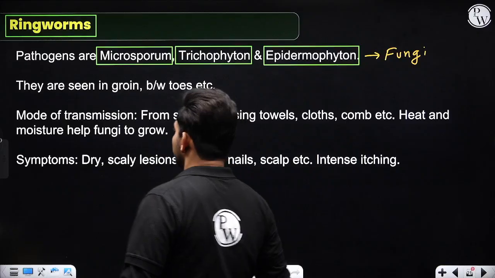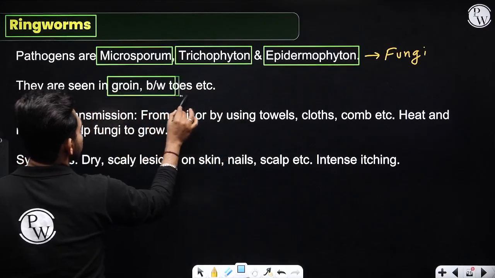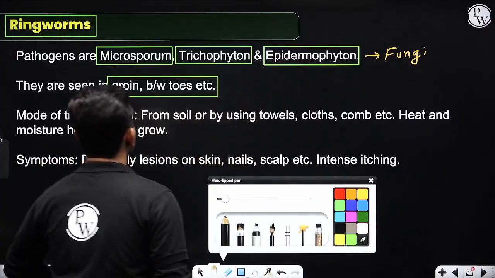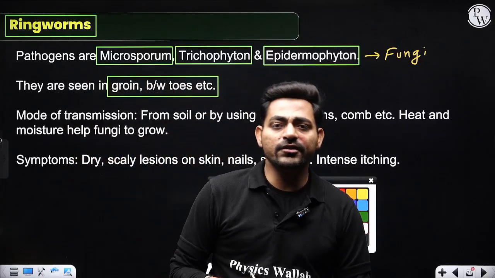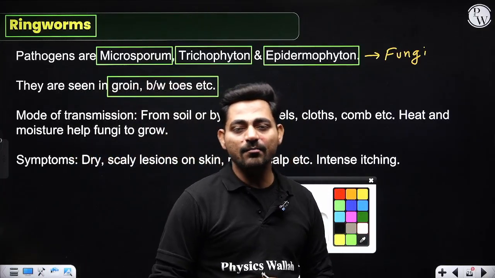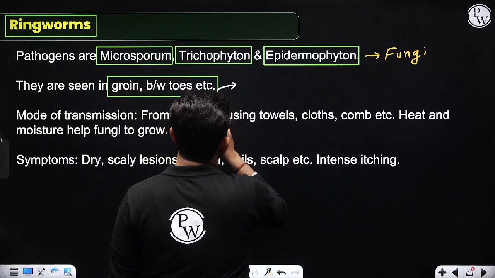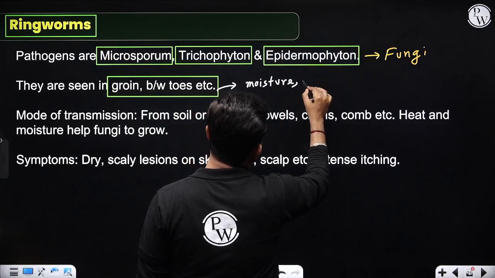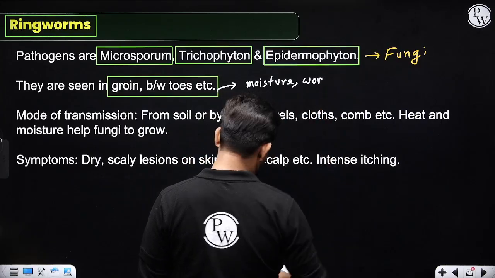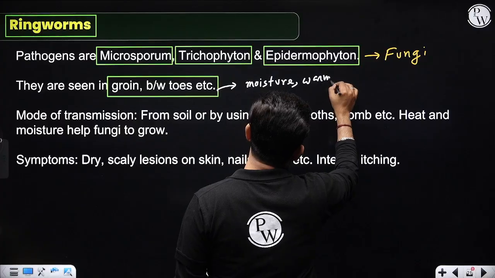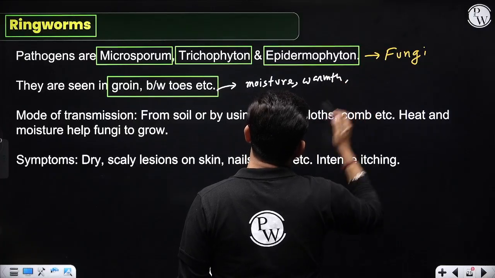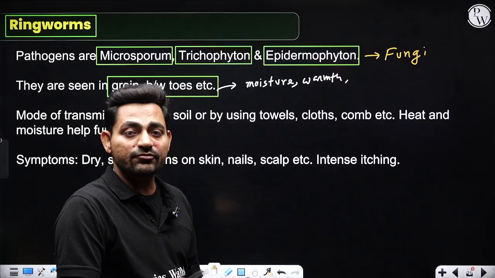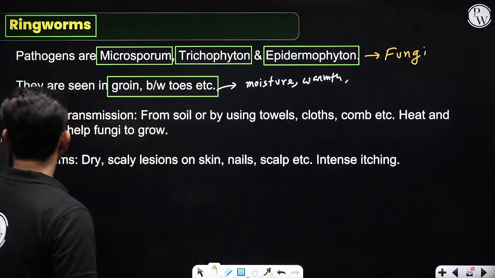Okay. They are seen in the groin and in between the toes. Why will they thrive or grow in the groin, between the toes or in the armpit? Because in these regions they will find moisture, they will find warmth, and they will also find some nutrition there. There will be secretion of sweat and sebum, right?